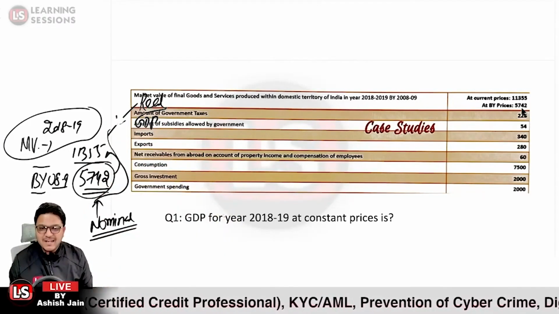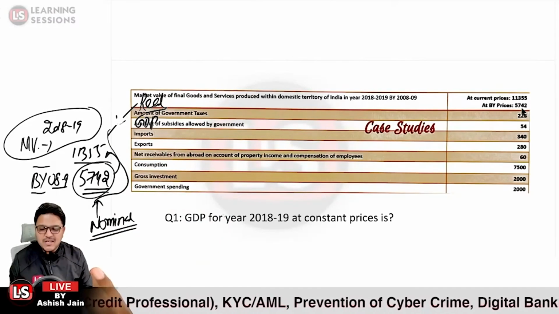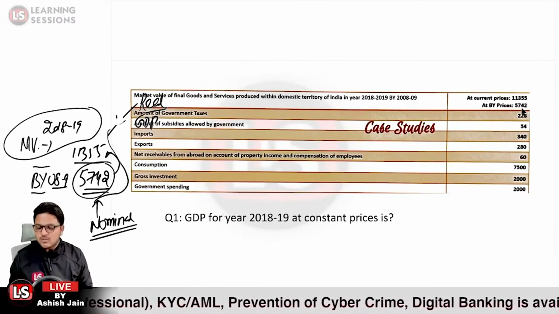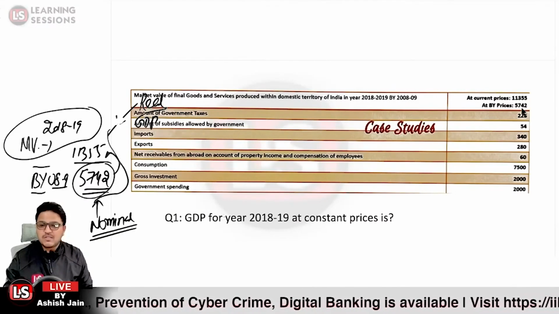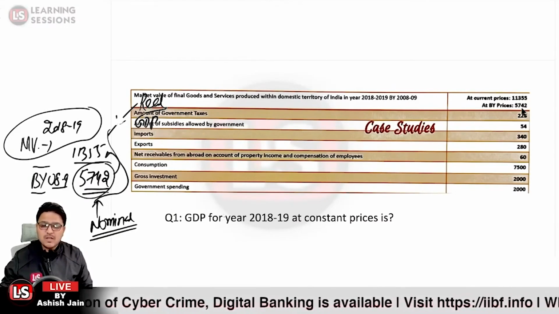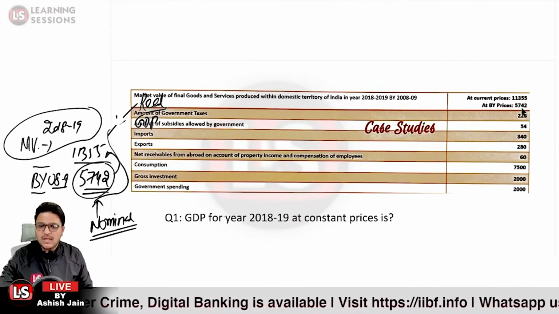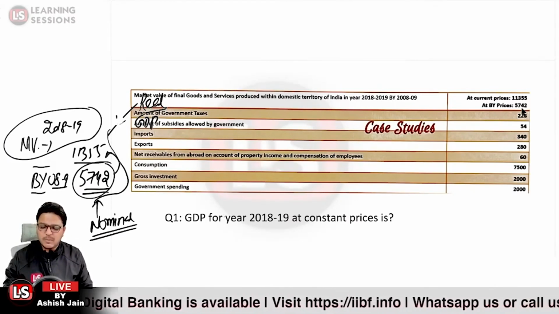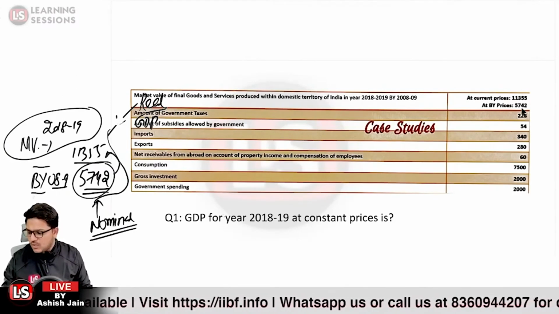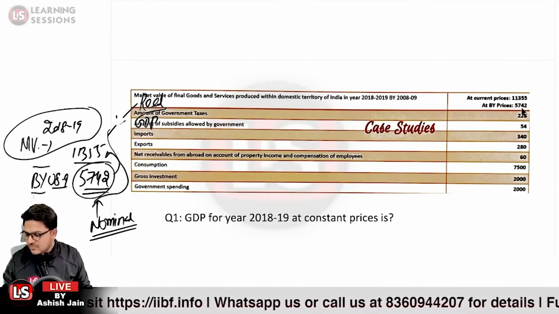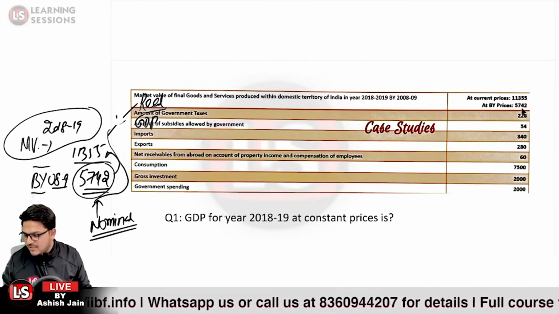I did that intentionally, just so as to make you understand. So let me ask you about that 11355. Is it related to nominal GDP or real GDP? Kindly do confirm at the earliest.